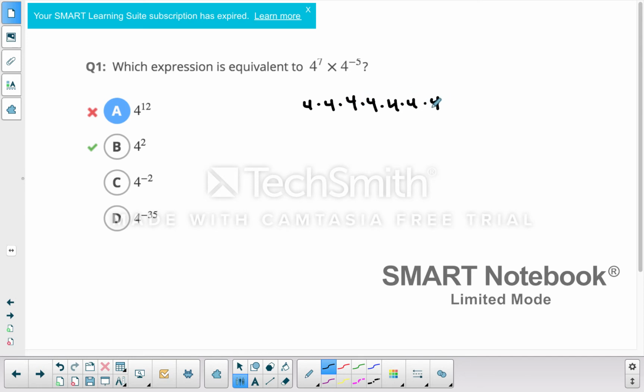So we've got 7 fours here, and then you've got a 1/4 written 5 times, because negative 5 means that the exponent will take this and make it into a fraction. That base is going to be 1/4. So what happens is 1/4 times 4 is going to equal 4 over 4, and I'll show you why that is. 4, of course, is a whole number, can be written as 4 over 1. So 1/4 times 4 is 4 over 4, which is the same thing as 1.